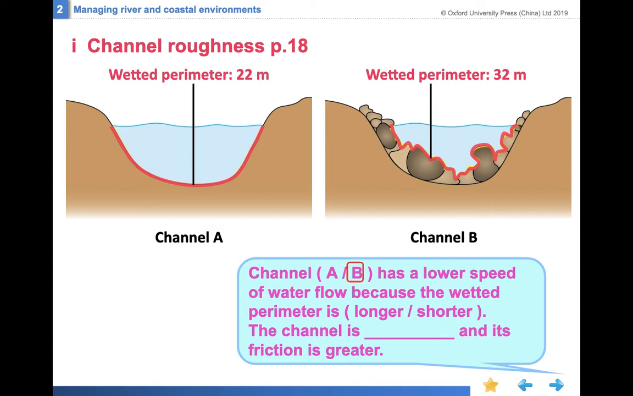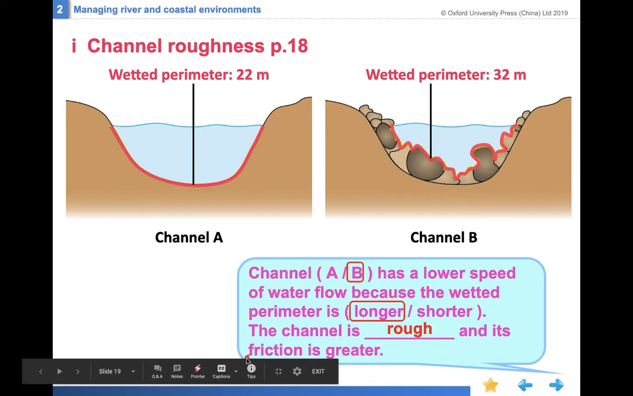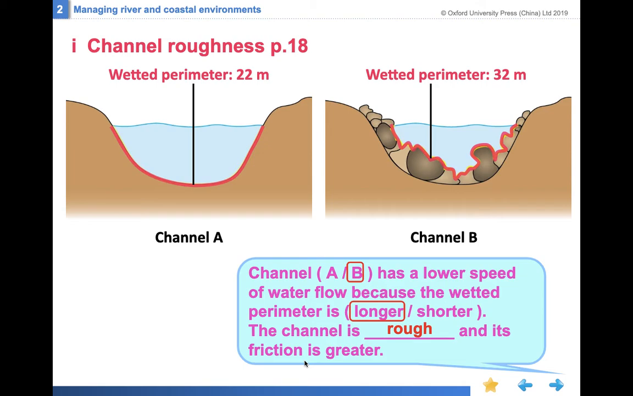So by the wetted perimeter, we can know that channel B actually got a lower speed of the water flow because the wetted perimeter is longer. And that's why the channel is rough and the friction is greater. So you could answer the questions for your DBQ or essay in this way.